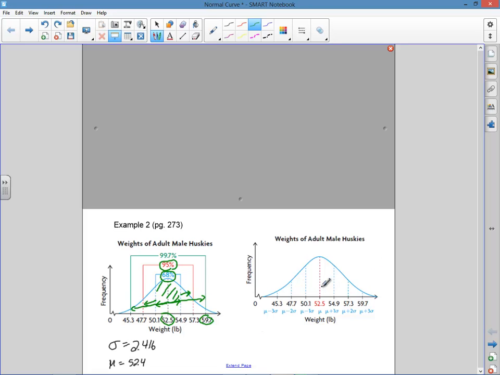And that's also shown over here on this graph, where we have our population mean, mu, one standard deviation ahead and one standard deviation behind, and the resulting weights. And then we will look at two standard deviations, three ahead and behind.